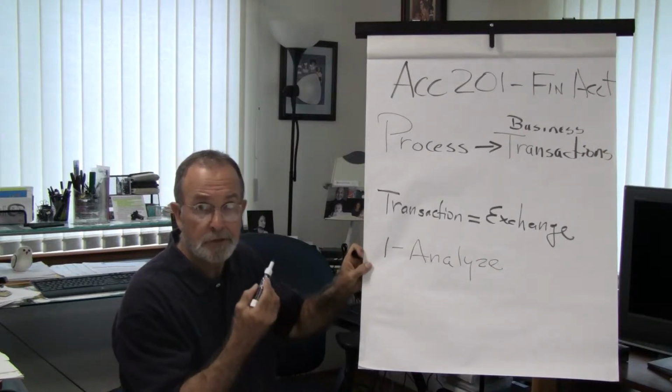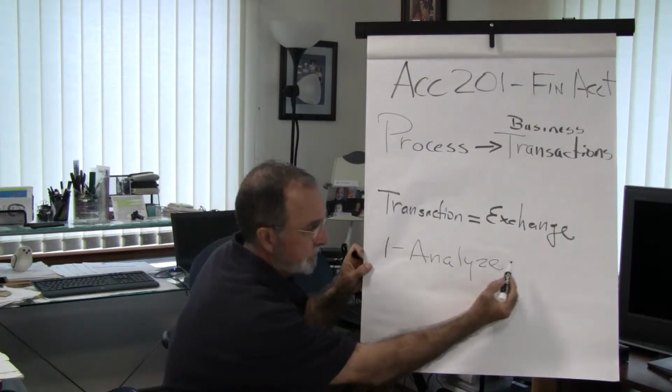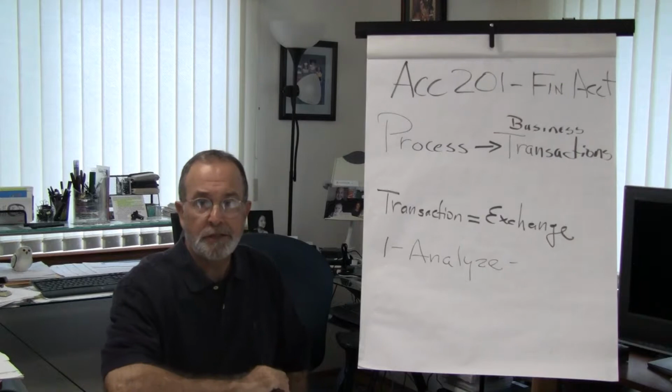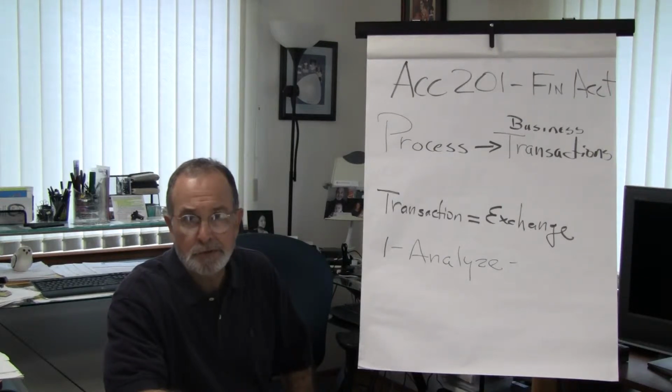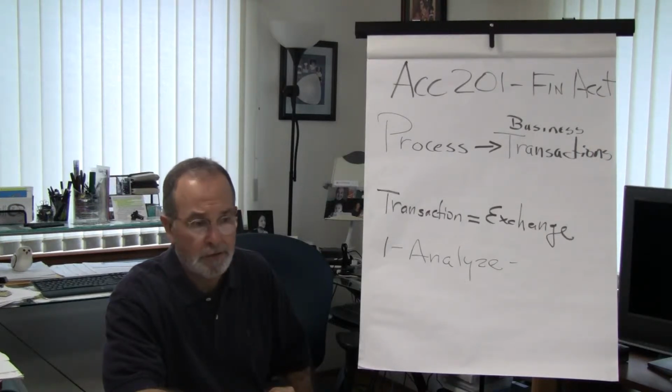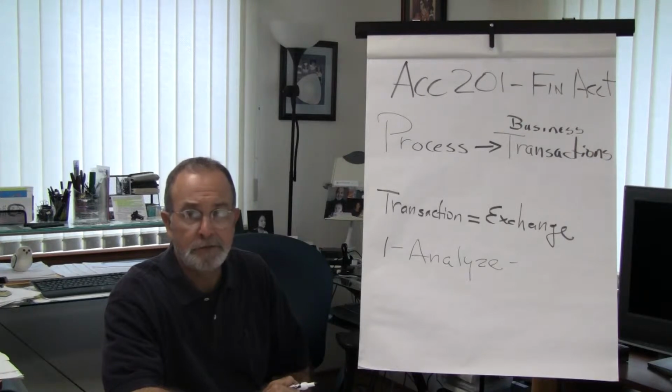are first to analyze a transaction. We need to determine what type of exchange or what type of transaction we're working with. Some simple examples would be a sale, or it could be a check payment or payment for services or merchandise. Could be payroll, could be a number of different types of transactions.